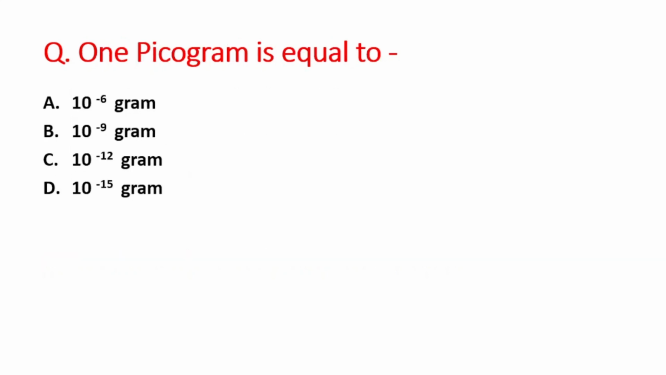Next question: 1 picogram is equal to? A option is 10 raised to power minus 6 gram, B option is 10 raised to power minus 9 gram, C option is 10 raised to power minus 12 gram, and D option is 10 raised to power minus 15 gram. So the right answer is option C, that is 10 raised to power minus 12 gram is equal to 1 picogram.